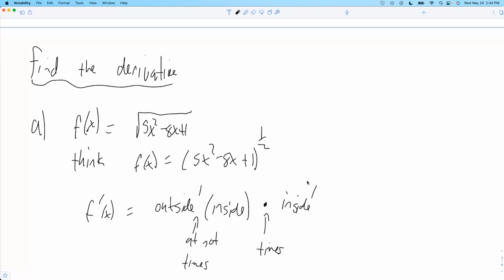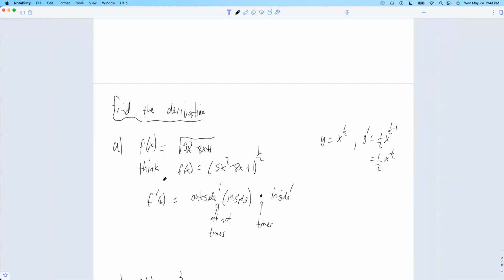Okay. So let's think just for a minute. Forget about all these guys. If I had y equals x to the 1/2, then what would his derivative be? That's just power rule. The power will come down to the front times x to the 1/2 minus 1. 1/2 minus 1 is negative 1/2. So this is what I'm going to use to find the derivative of the outside.